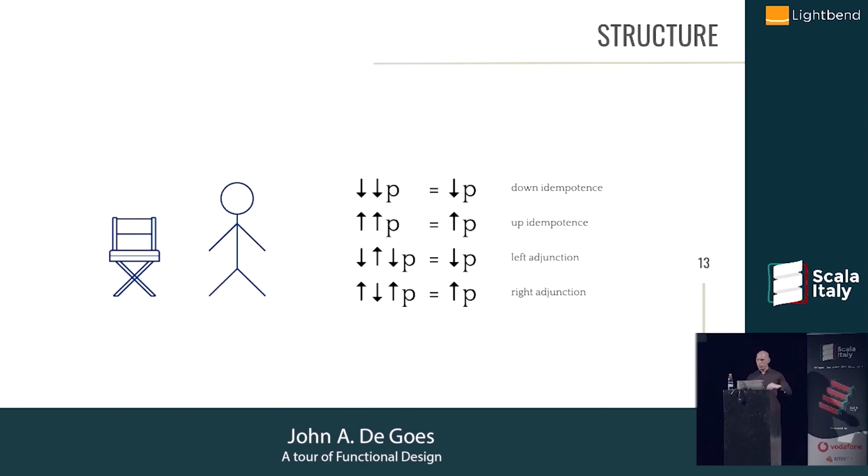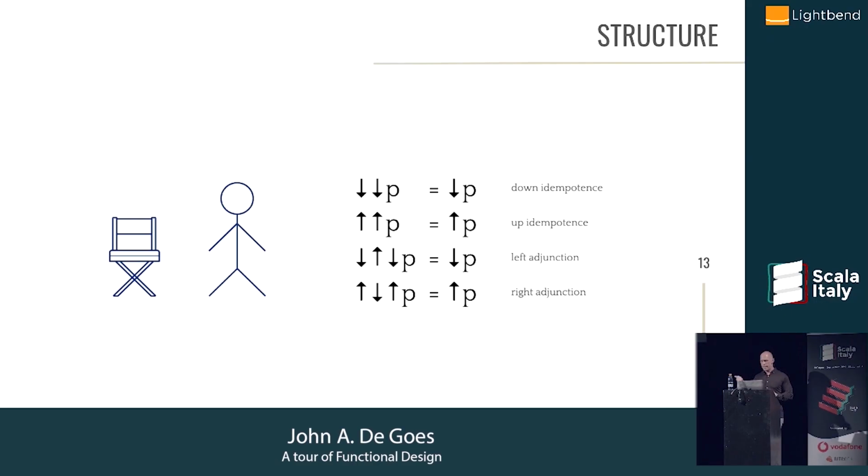Polymorphic laws say, for all these possibilities, the thing on the left-hand side of the equal sign is always equal to the thing on the right-hand side. And that gives you an ability to describe an enormous amount of behavior in a very compact way. That is the essence of good structure in functional design.